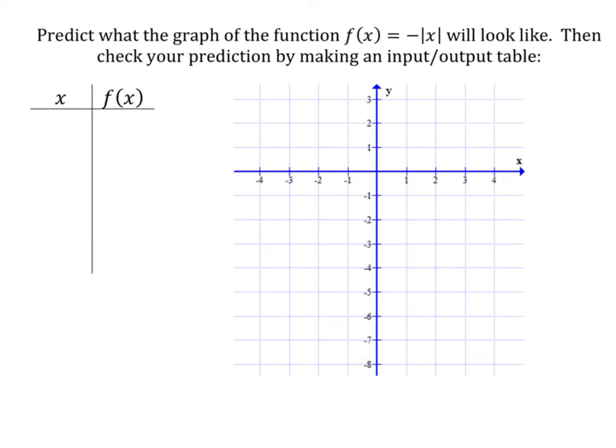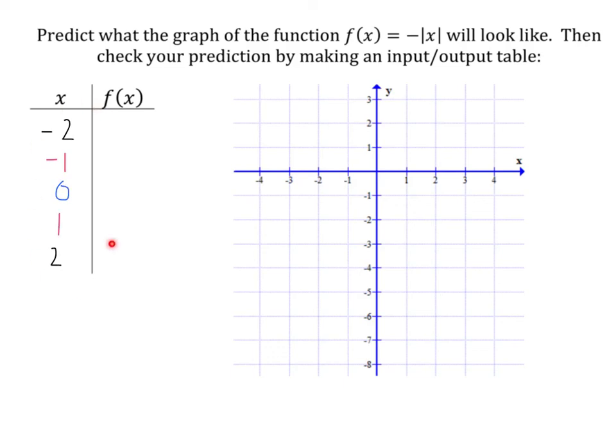So for this one here, when we have negative absolute value of x, hopefully you remember that the absolute value of x function is sort of a v-looking function. And so the negative absolute value of x function we sort of expect to be reflected across the x-axis. So if I test this out by making an input-output table, we can sort of tell what's going to happen here.